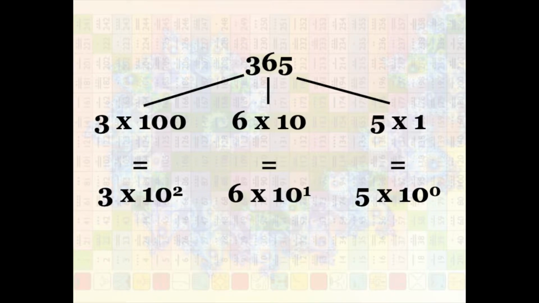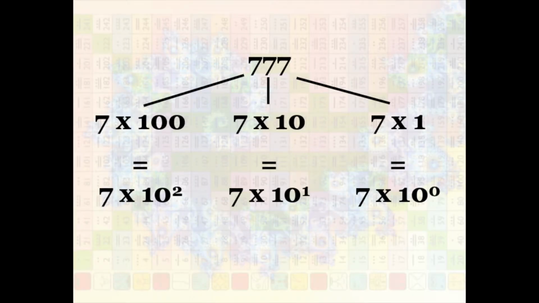You may not remember this from math class as a kid. Any number to the power of 0 is 1. So 777 is actually 7 times 10 to the second, plus 7 times 10, plus 7.